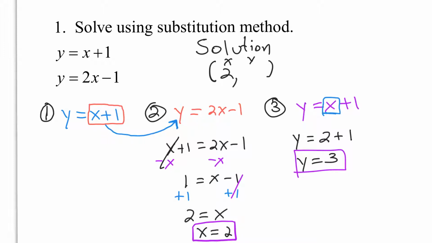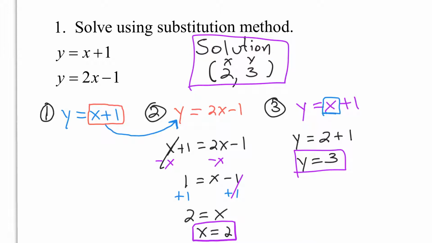So now I can complete my solution. My solution is, for my x is 2, and for my y is 3. So we got the answer, 2, 3. Now remember, in my previous video, in the previous section, 6.1, we learned that a system of equations, when they intersect one time, that is your solution, the point of intersection.